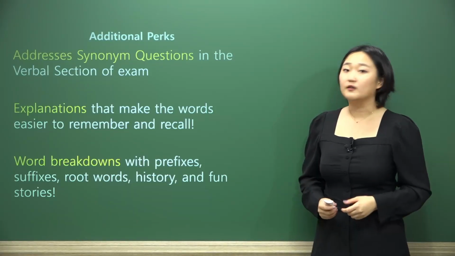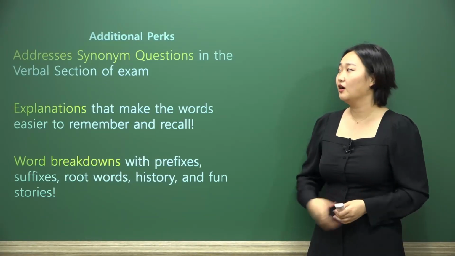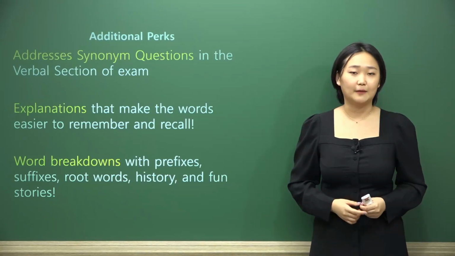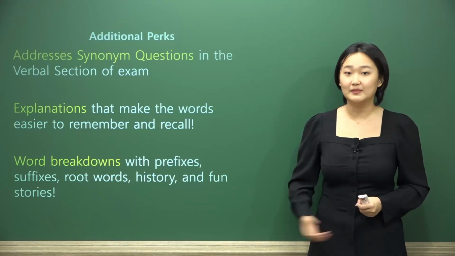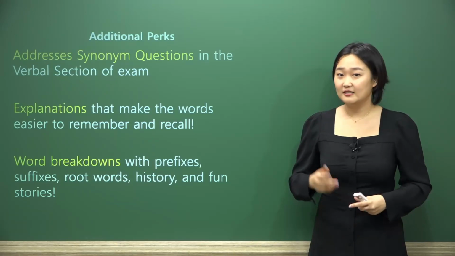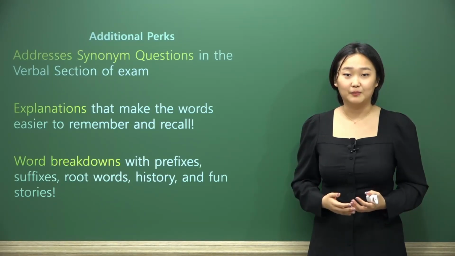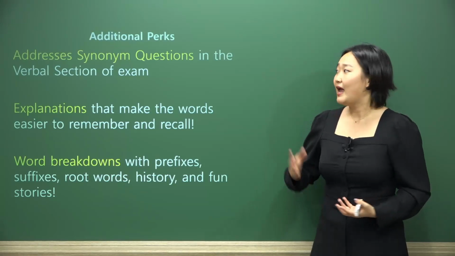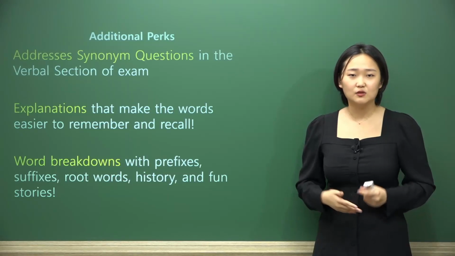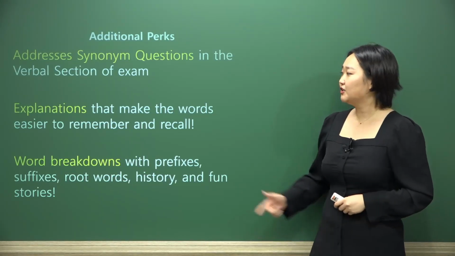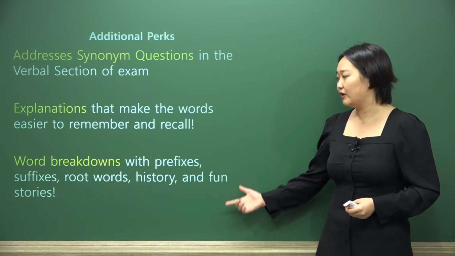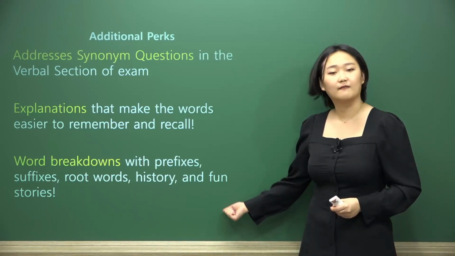Some additional perks that will be addressed during this series is that we will also be addressing the synonym questions in the verbal section of the exam. At this point, we already have 3,000 synonyms. Add another 3,000 on, and we have 6,000 synonyms to look at. Some will overlap, of course, but the point is we have so many words to look at, and therefore, for that verbal section, we're going to have such a broad variety of words to help us answer these questions. Additionally, we have explanations that make the words easier to remember and recall, and word breakdowns with prefixes, suffixes, root words, history, and fun stories.